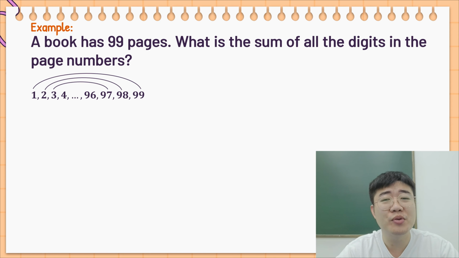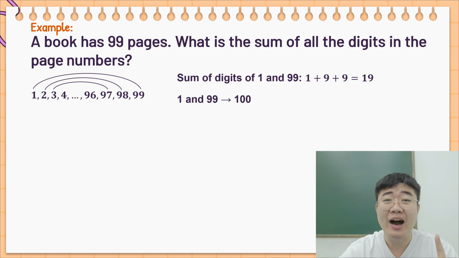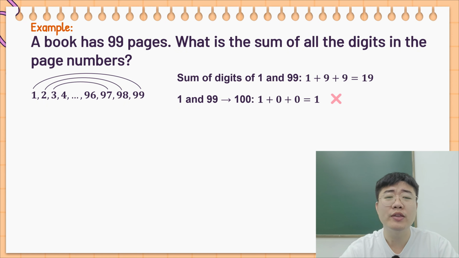Now, for the first group, 1 and 99, can you tell me what's the sum of digits? Very good, everyone. So the sum of digits will be 19, where we just add all the numbers one by one. 1 plus 9 plus 9. This is 19. So let's think. When we place them into one group, 1 plus 99, this becomes 100. So is the sum of digits the same? Aha, we notice that now the sum of digits is not the same because 1 plus 0 now is only 1. So these two are different now.